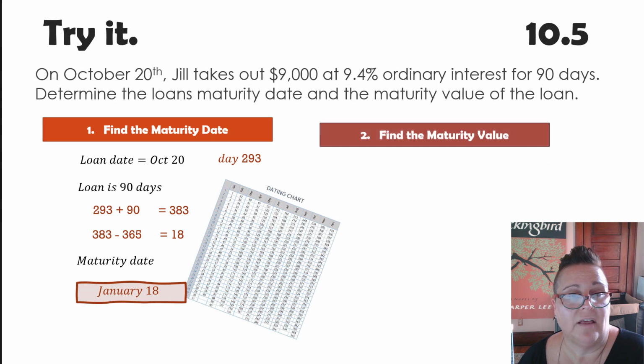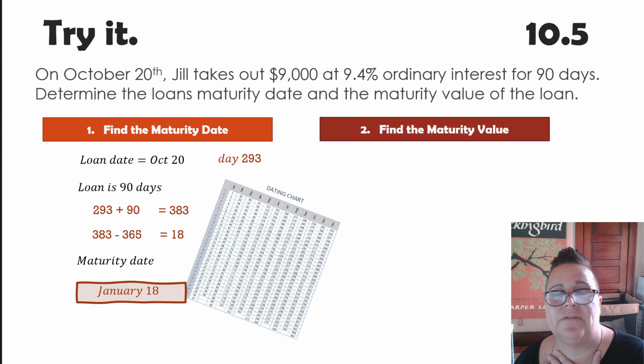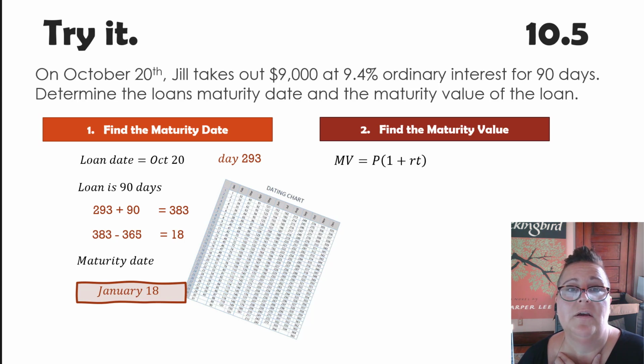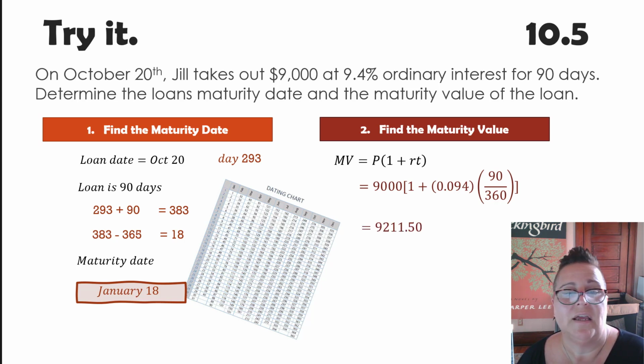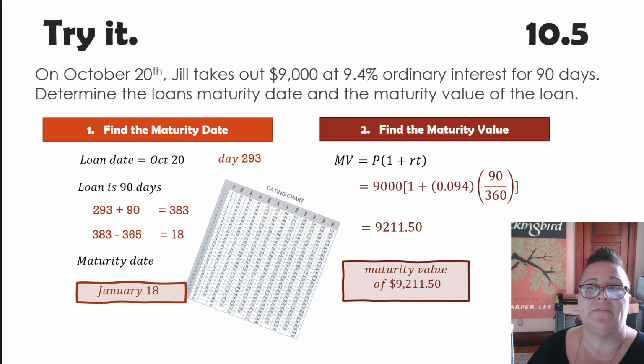The maturity value, since it didn't ask me for just interest, I'm going to use just the maturity value formula, P times 1 plus RT, my principal being 9,000, 1 plus 0.094, because it was 9.4% ordinary interest, and 90 days out of 360, which gets me $9,211.50. So the maturity value would be $9,211.50.